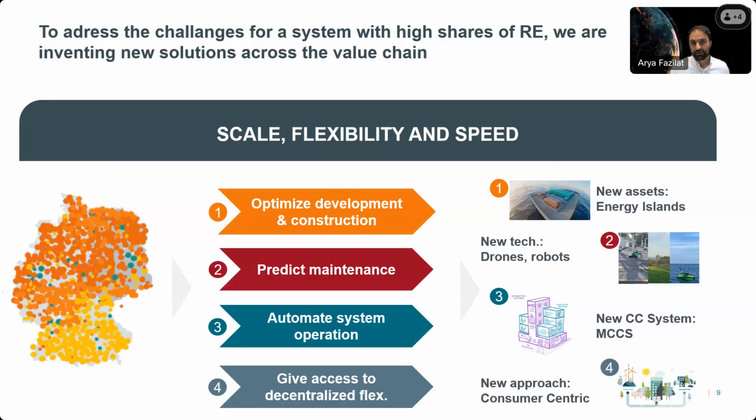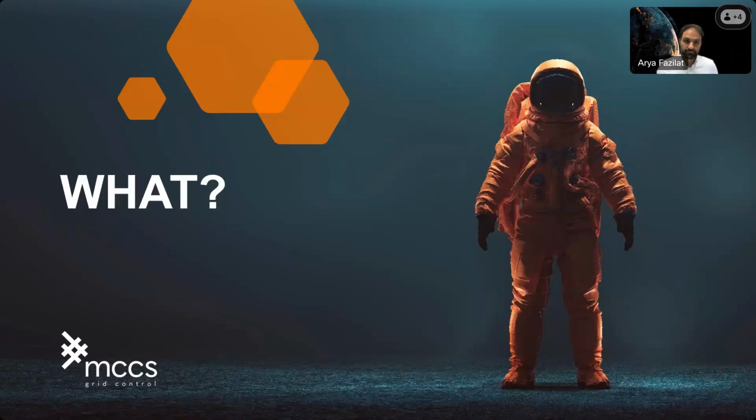We are developing a new modular control center system to be able to operate a grid with very high shares of renewable energy resources. We also give access to decentralized flexibility by new approaches where we put the consumer at the center, developing digital tools such as track and trace. The topic of today is developing the new control center system. And that is the modular control center system.